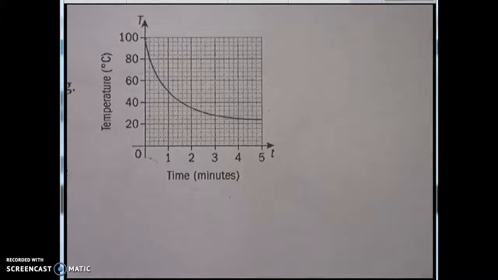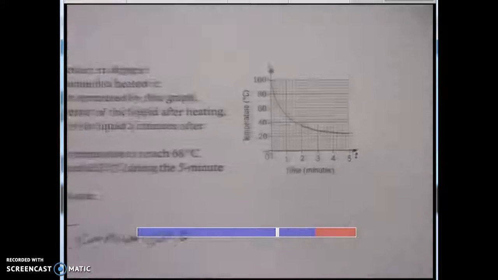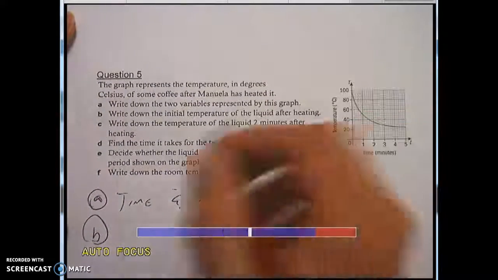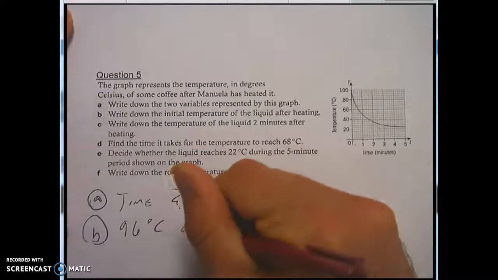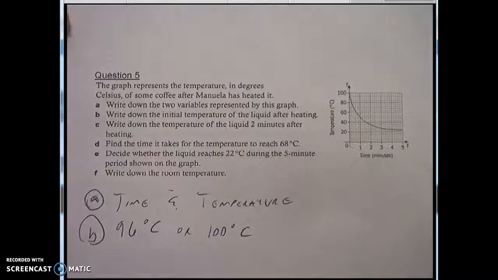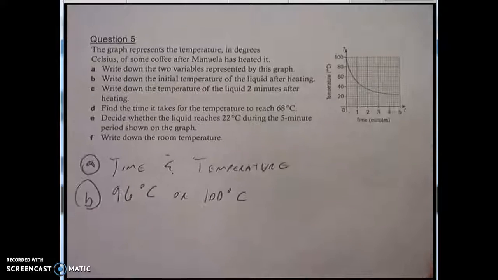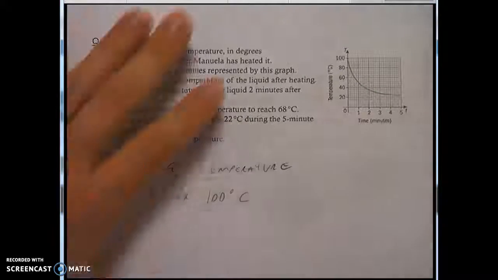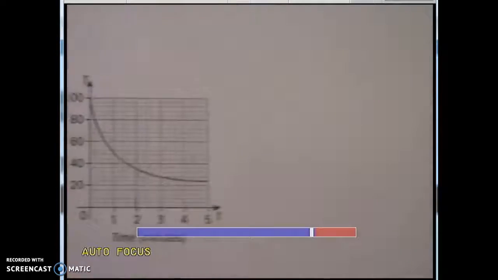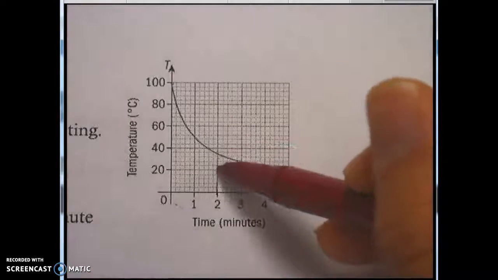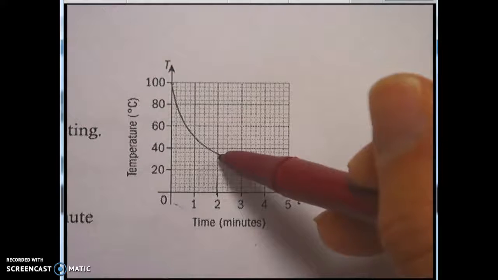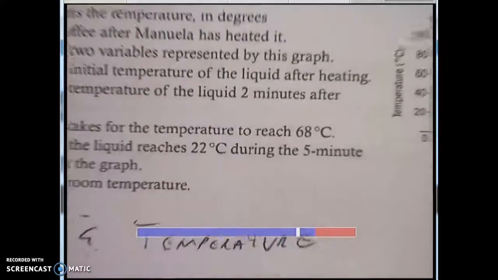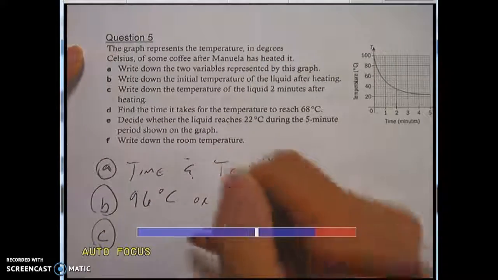So I'm not quite sure if this thing's crossing at 96 or at 100. So, just use your best judgment. I'll just write 96 degrees Celsius or 100 degrees Celsius. I think either answer is probably fine, given that it's not totally clear. Part C: write down the temperature of the liquid 2 minutes after heating. If you go up to 2 and go across, it looks to me that it's right at 24, 28, 32. Looks like it's at 36 degrees after 2 minutes.